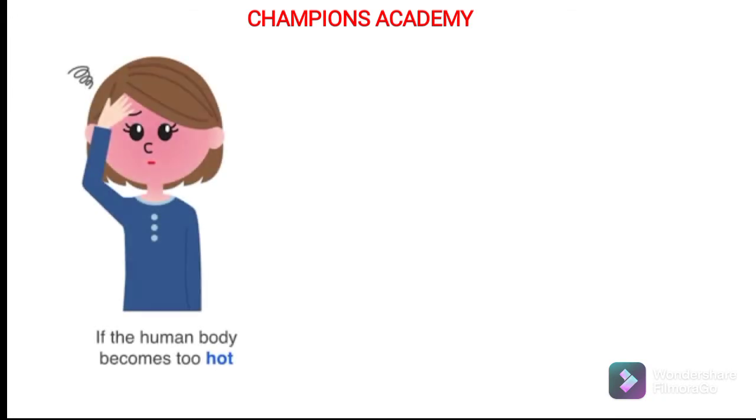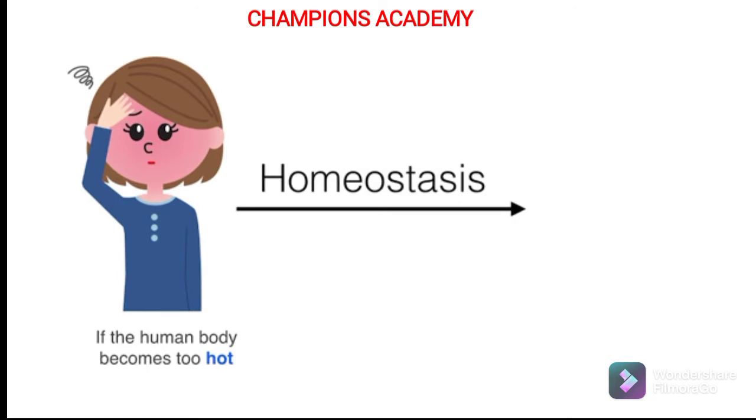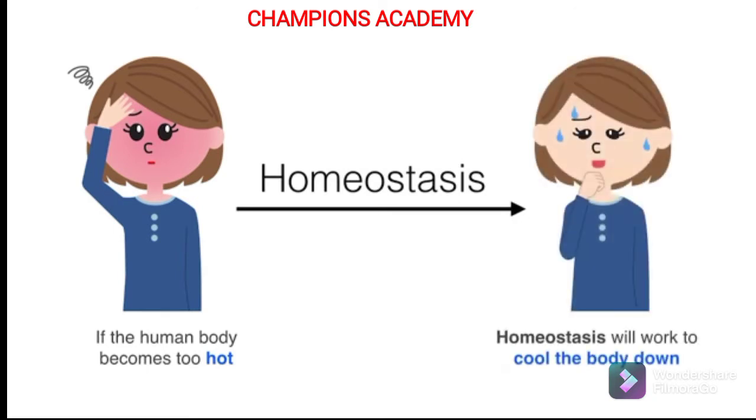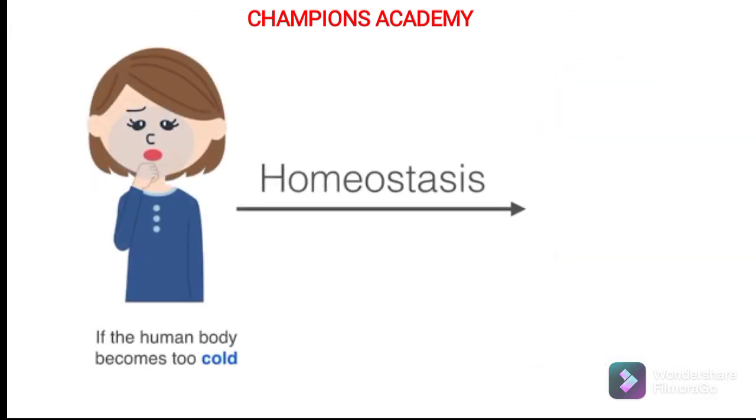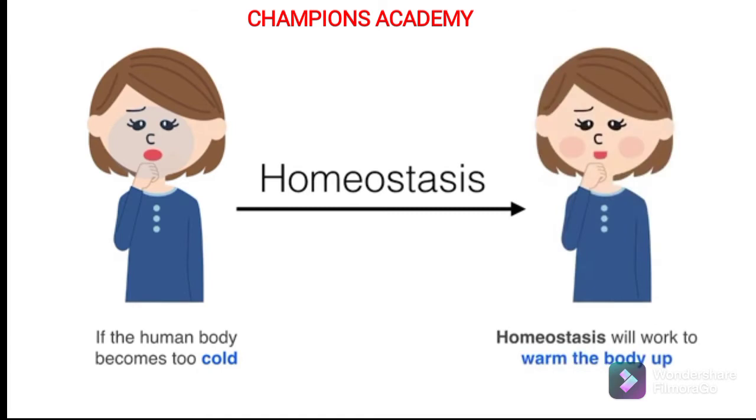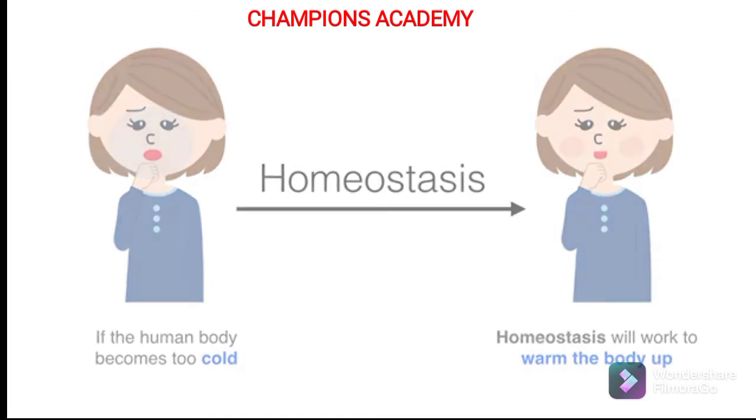Let's explain homeostasis using an example. If the human body becomes too hot, homeostasis will work to cool the body down and ensure that the body temperature remains relatively stable. Similarly, if the human body becomes too cold, homeostasis will work to warm the body up to ensure a constant temperature.